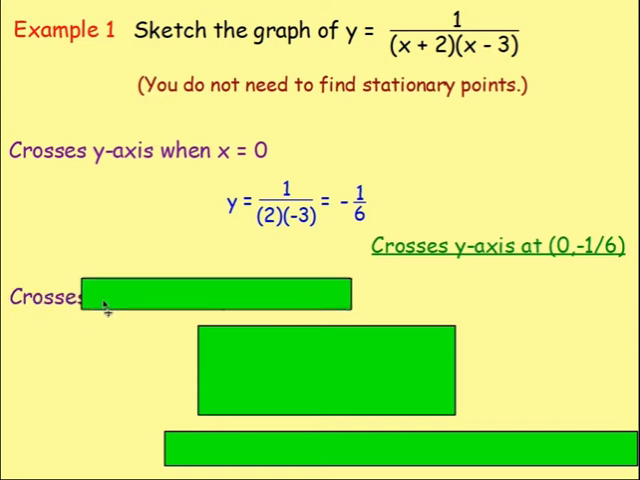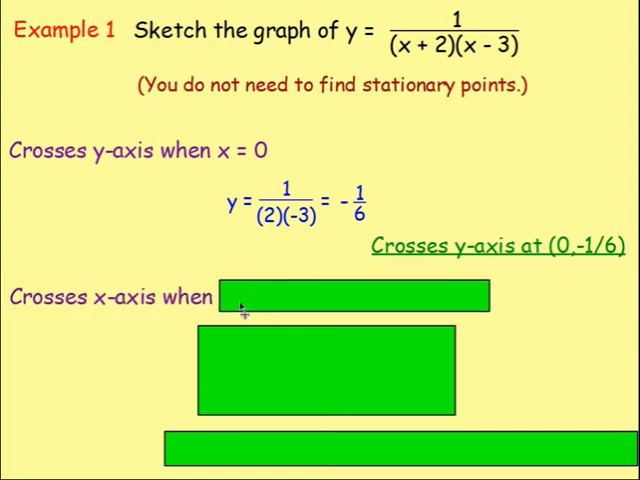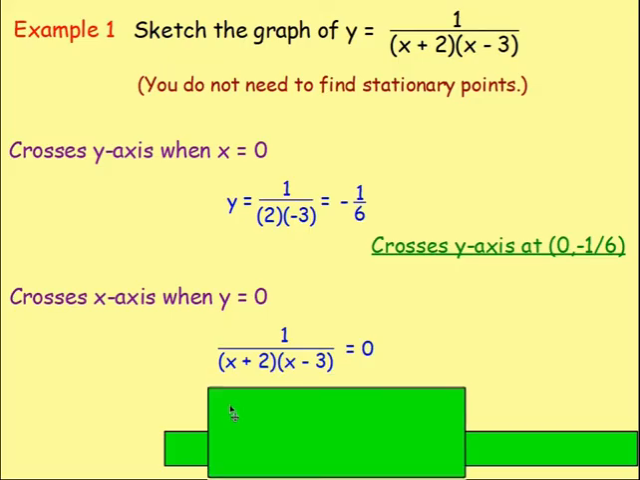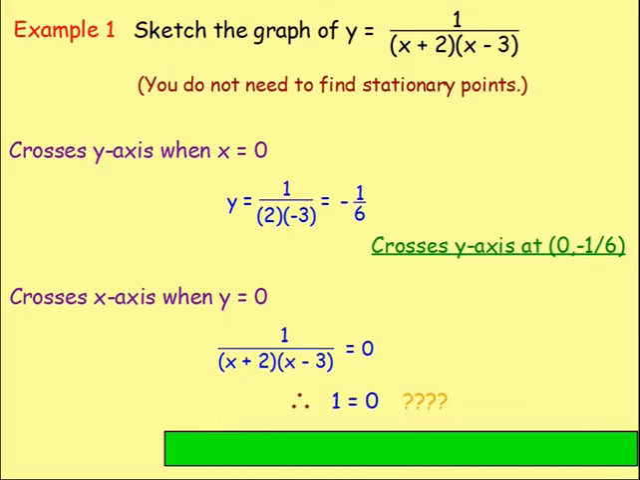We need to think as well about where it crosses the x-axis. And it crosses the x-axis when, you got it, when y equals 0. So when y equals 0, you will have 1 over (x plus 2)(x take away 3) equals 0. How do you solve that? Good. Multiply both sides by (x plus 2)(x take away 3). Or you can think about moving that over and multiplying. In other words, you would get 1 equals 0.